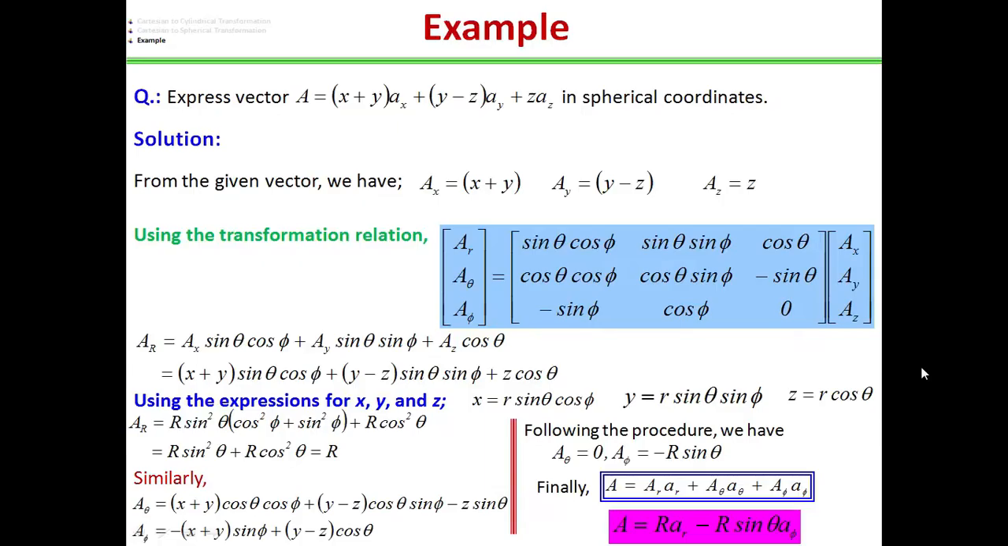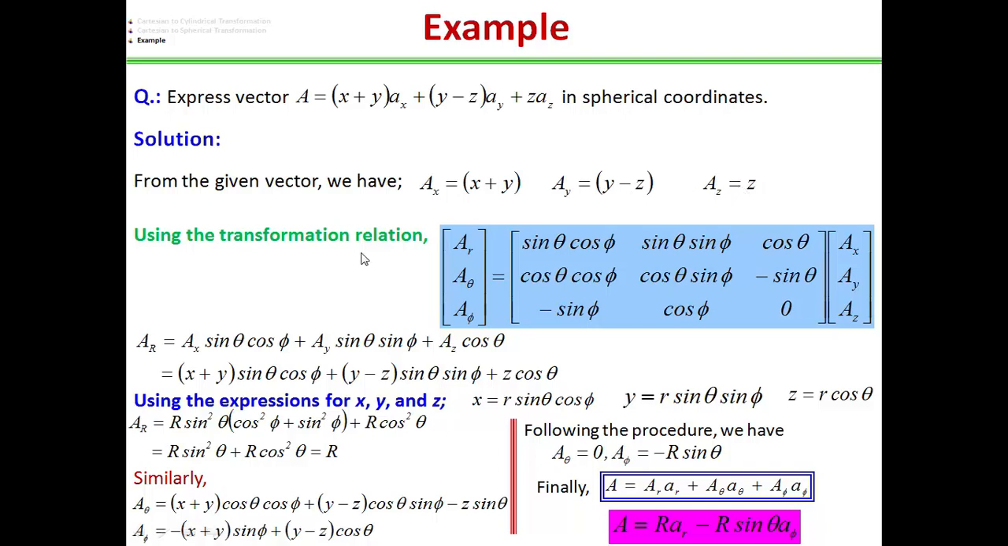Let us take an example to understand this transformation. In this question, vector A is given by (x plus y) ax plus (y minus z) ay plus z az, and we want to convert this vector, given in the Cartesian coordinate system, into the spherical coordinate system. So let's solve it. From the given vector, we have ax is equal to x plus y, ay is equal to y minus z, and az is equal to z.